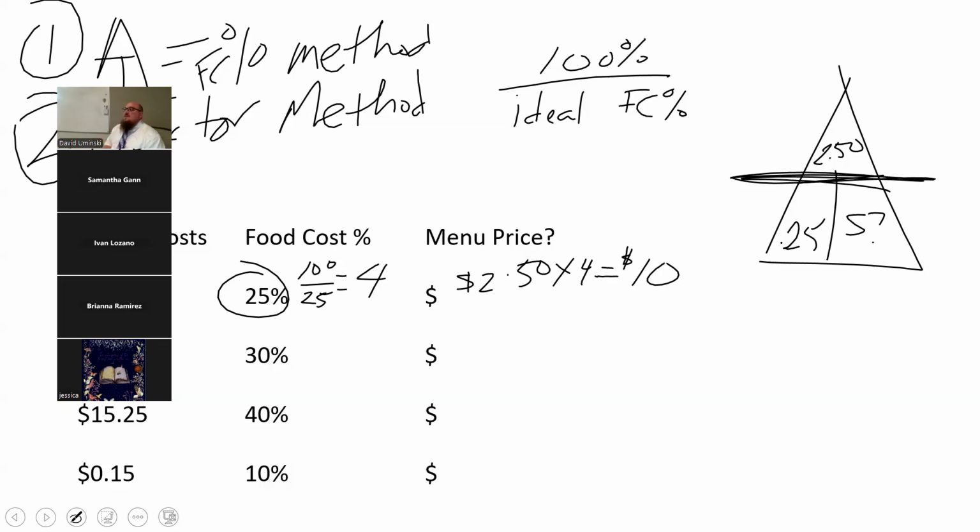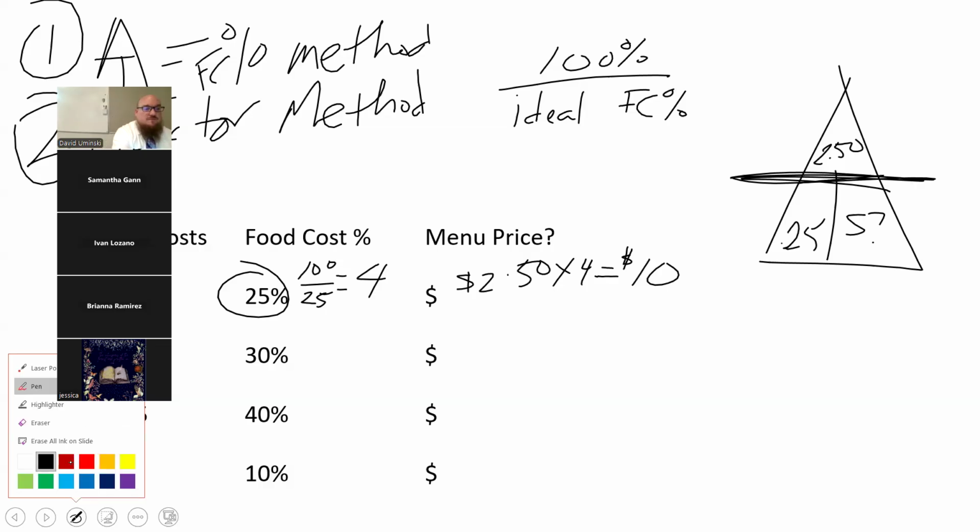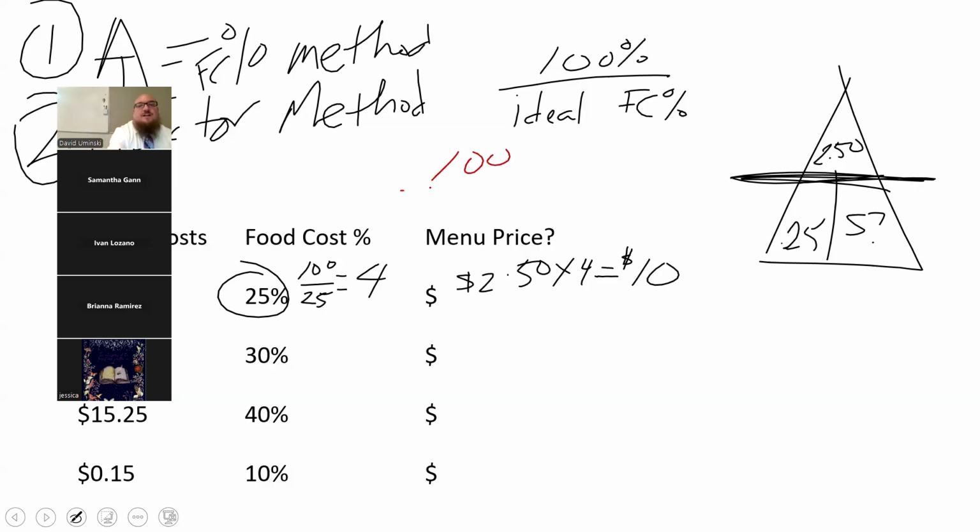Okay. Sometimes you might hear chefs say, take the cost of your ingredients and multiply by 3. Okay. So if we do that, that's basically using a factor of 3. If we take 100 and divide by 33.3%, what is our factor? 3.